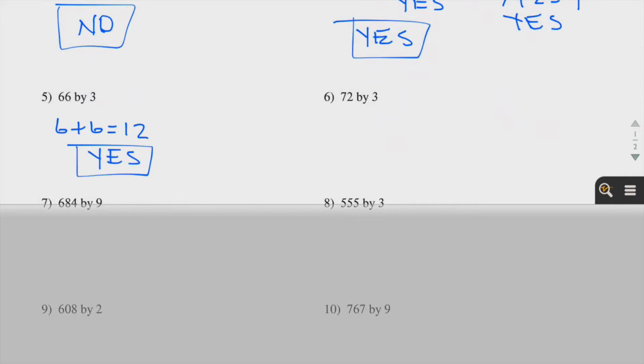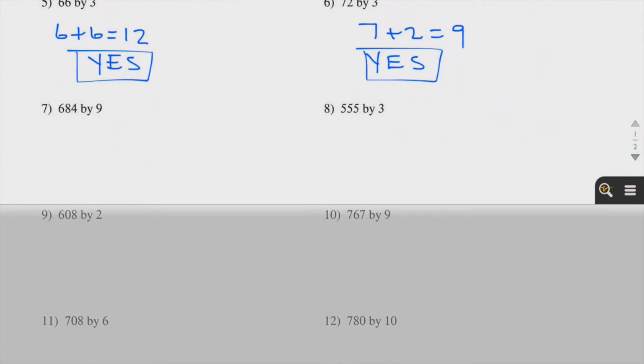Number 6, 72 by 3. Well, we did that in number 4, but we'll do it again. If we add 7 plus 2, we get 9. 3 does go into 9, so 3 does go into 72, yes. In some cases, it's easier to check whether 3 goes into a number. Looking back on number 5, if you don't have a lot of experience, it might be a little more difficult, but sometimes it's easier to do 3 into 12 than 3 into 66. So that's why these rules are sometimes easier to use.